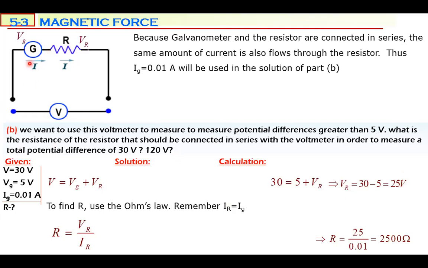The electric current on the resistor and on the galvanometer must be equal. We got the current on the galvanometer, which is 0.01 ampere, so the current on the resistor also must be 0.01. I will use this current to get R, because by Ohm's law R is equal to VR over IR. VR is calculated as 25, and I can be a maximum of 0.01, so 25 over 0.01 is 2,500 ohm for this question.